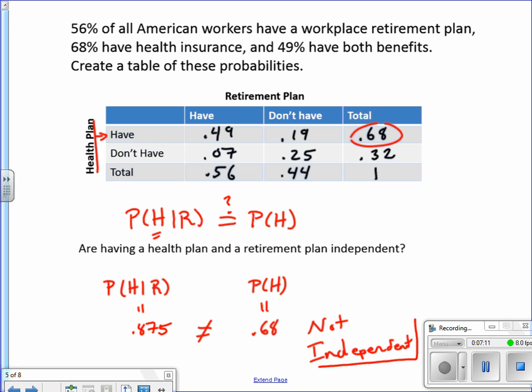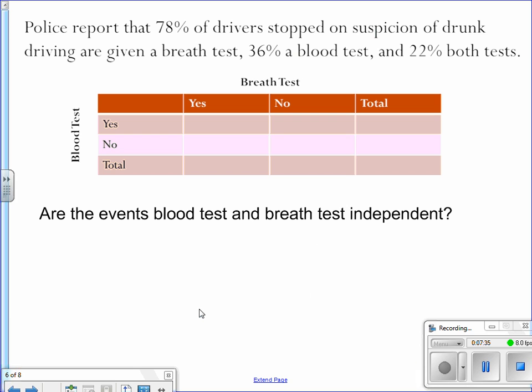So apparently there is some kind of effect between having a health plan and having a retirement plan. Intuition would tell you probably most people that have a retirement plan set up are probably going to be responsible enough also to go ahead and have health insurance. So intuition tells us there's probably a relationship there anyway. A lot of jobs with benefits as well, but that's getting beyond what we're really after here.